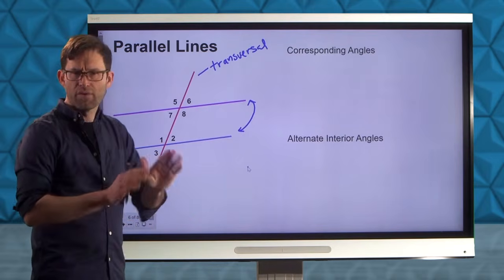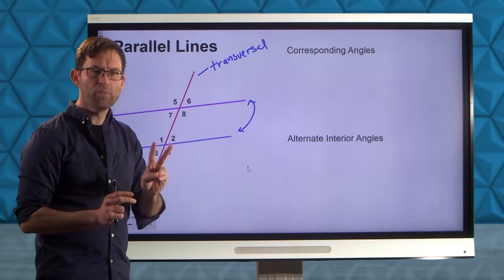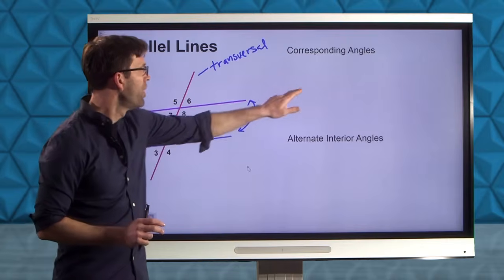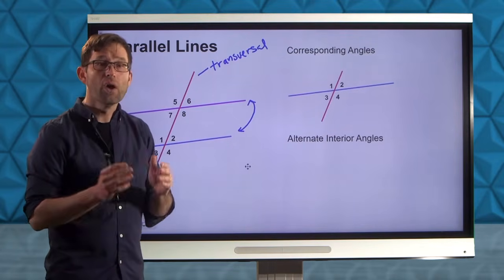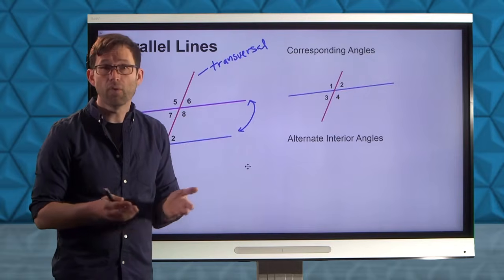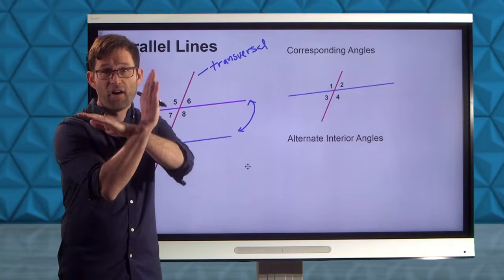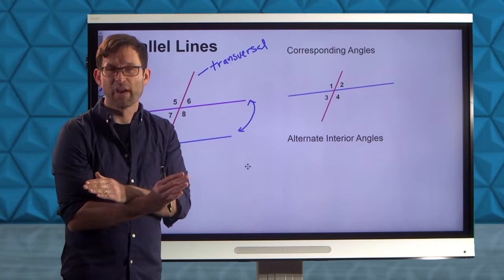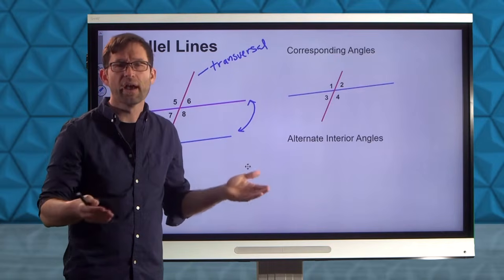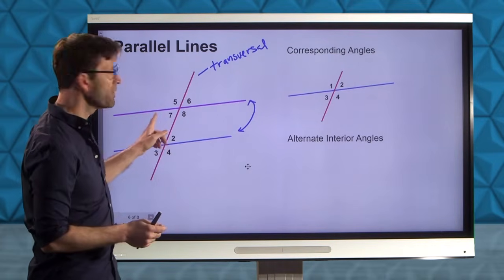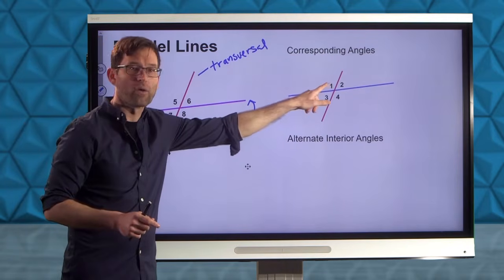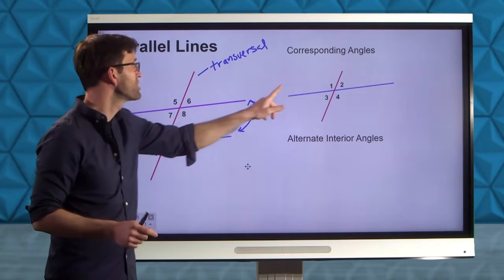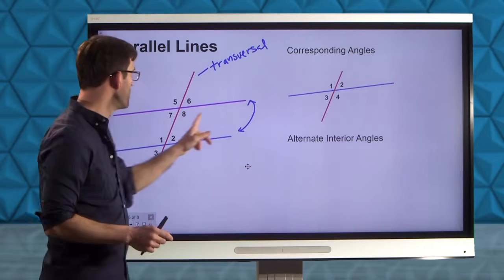Now, there's lots of different terminology, but 2 pieces that are going to be important today are corresponding angles and alternate interior angles. Corresponding angles mean basically 2 angles that are in the same place on the T that's created. I don't know if you want to call it the T or the X or whatever. But when I look at these two, angle 5 corresponds to angle 1. Angle 6 corresponds to angle 2.